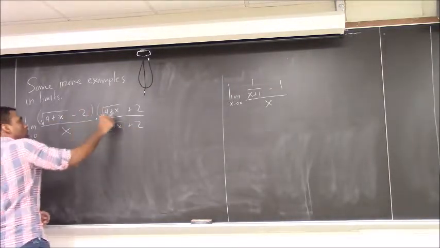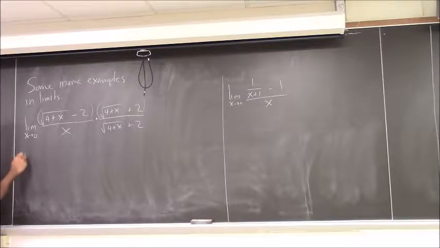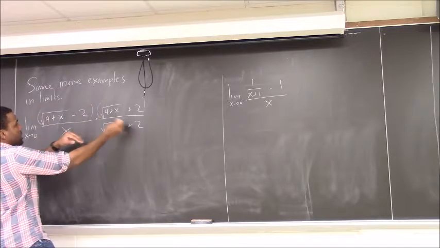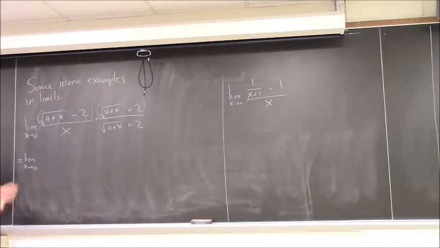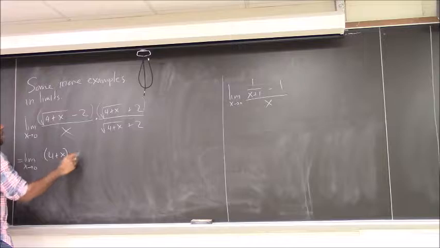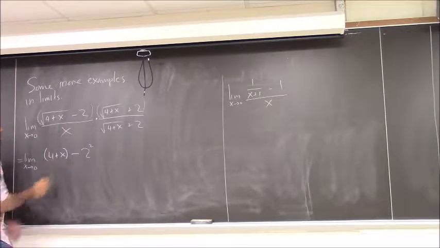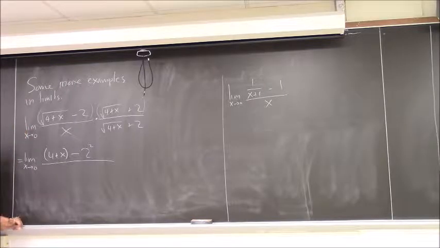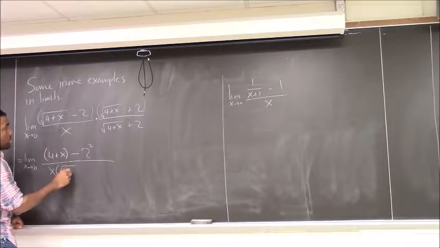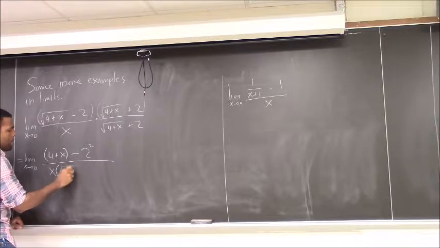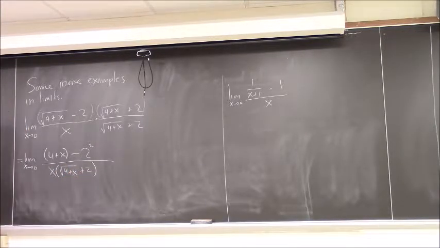So the numerator, I would have to multiply these two things. Now what you would notice here is that this is like a minus b times a plus b. So I know that that becomes a squared minus b squared. So it's going to be this squared, which allows me to get rid of the radical, minus this squared. And that's the entire numerator. In the denominator, I'm just going to have x times this expression. Now what can happen? Well, I can't cancel yet. There's still an x here.